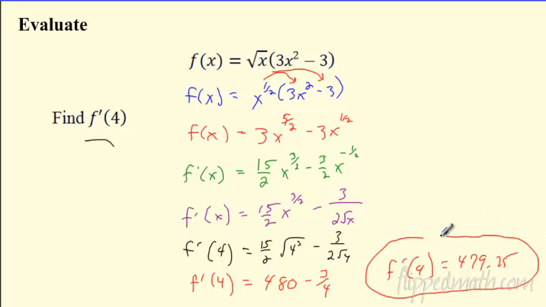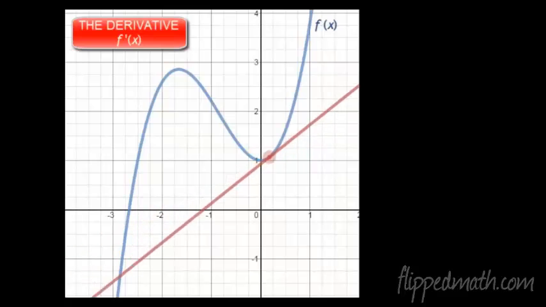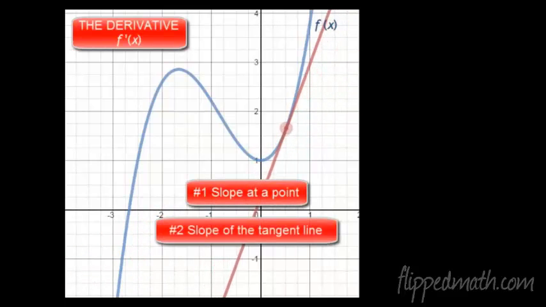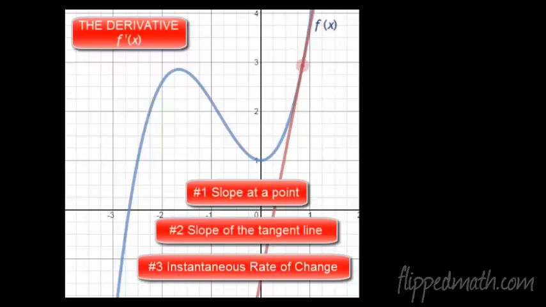And why are we finding derivatives? So the derivative is the slope at a point, it's the slope of the tangent line, and is the instantaneous rate of change. Excellent. So derivative is so important. So important. All right, so that's the product rule. So we'll practice some of those.